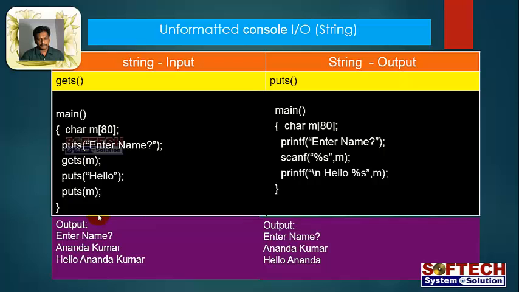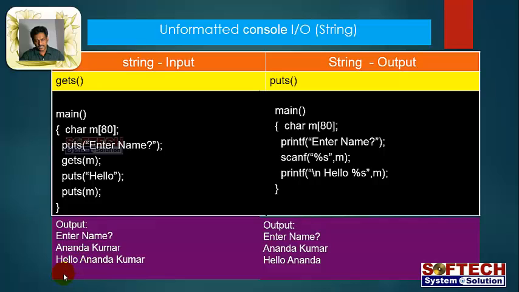Here gets m, Ananda Kumar, we enter Ananda Kumar. Then puts hello. So display in a single line. The next line is display puts. So puts displays a string in a single line. So this is a typo.